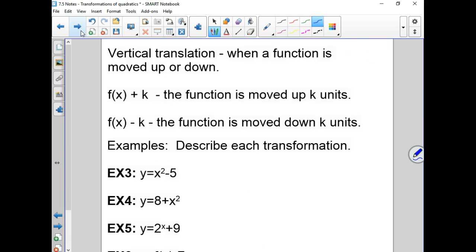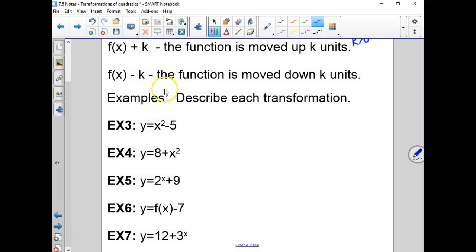The first thing we're going to talk about is a vertical translation. When a function is moved up or down, we call that a vertical translation. And as we saw in the last problem, when we put that -3 on the end, it moved the graph down 3. So if we have f of x plus a number k, assuming here that k is greater than 0, that'll move the function up k units. And if we subtract k, that'll move the function down k units.